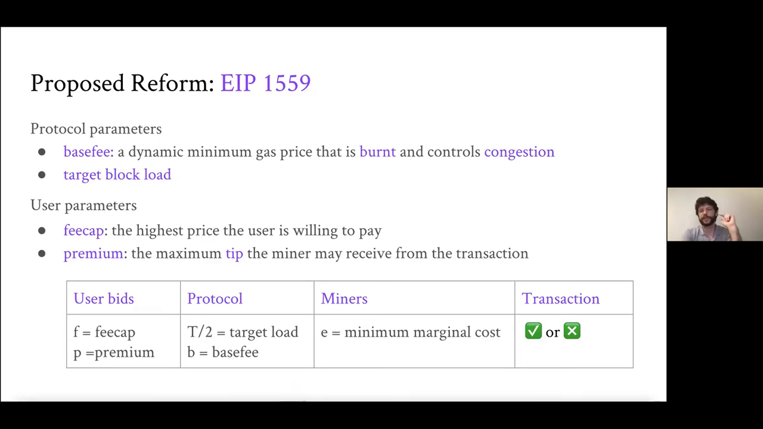Now the second parameter, what's called the premium, is effectively the maximum tip that I'm willing to pay to the miner, okay? So the interesting thing is that not all of the money goes to the miner anymore. As we see, some of the money is going to be burned. It's just going to be burned and goes nowhere. And some of it, a small premium, a small tip, will actually go to the miner. So there are two sources of how money moves. And as I said, we will describe this with numerous examples.